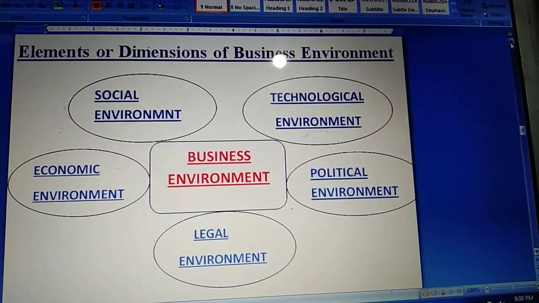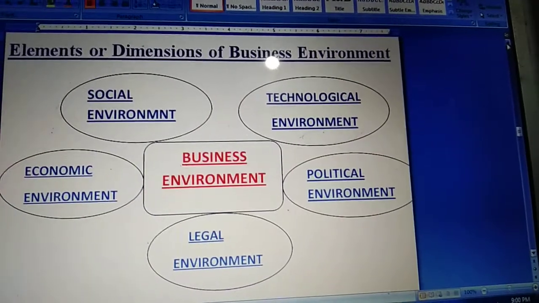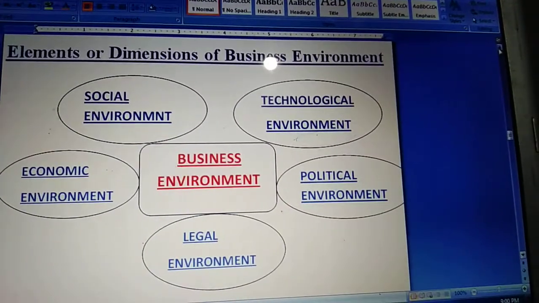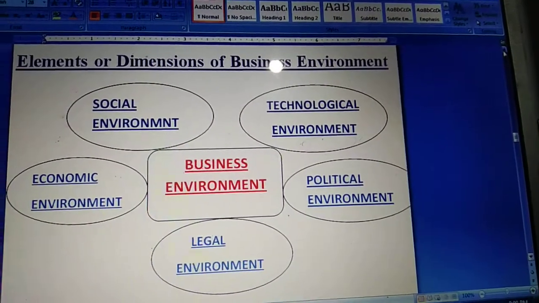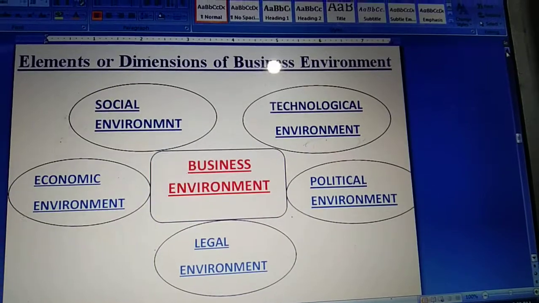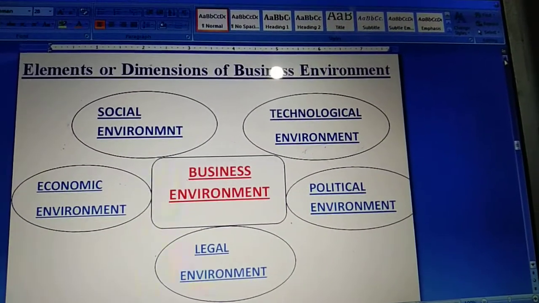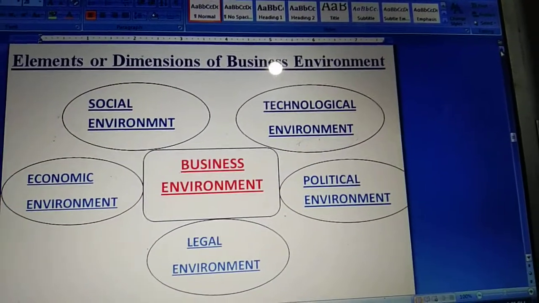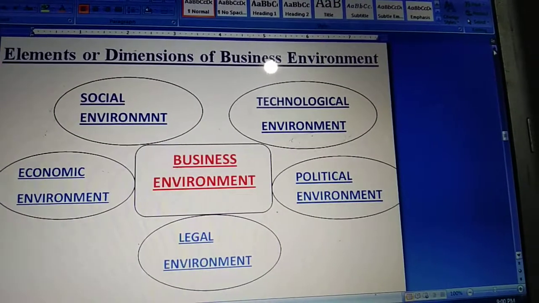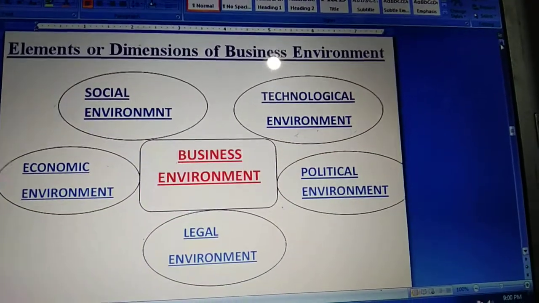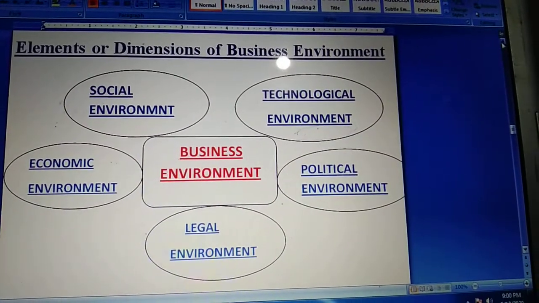Now, before going deeper into the dimensions of business environment, you should know what dimension basically means. The dimension of business environment can be understood as the factors or elements of the environment which affect your business. All those factors or elements which affect your business from the outside are known as the dimensions of business environment. Now, in this chapter, we will discuss the 5 important dimensions of business environment.